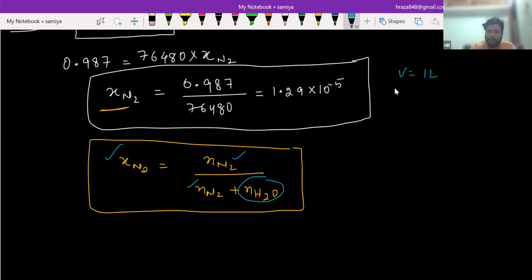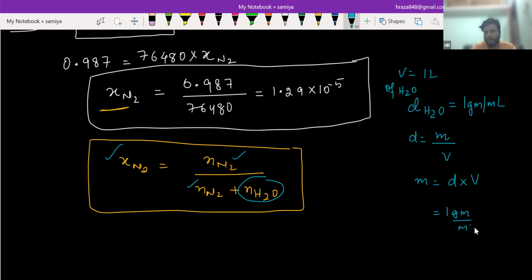Volume of water is 1 liter. And we know the density of water from childhood, that is 1 gram per ml. So we can easily calculate mass. Density is equal to mass upon volume, and mass is equal to density into volume. Density is 1 gram per ml into volume, that is 1 liter is equal to 1000 ml. So the mass of water is 1000 gram.